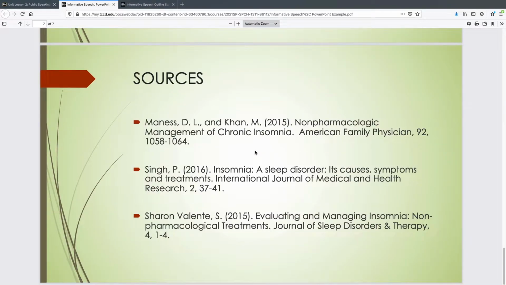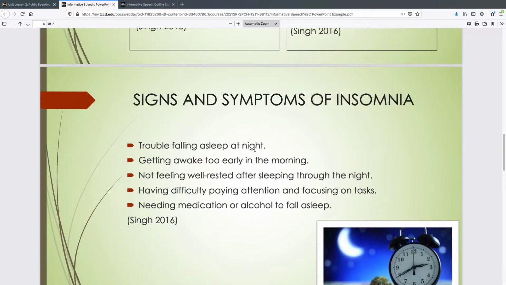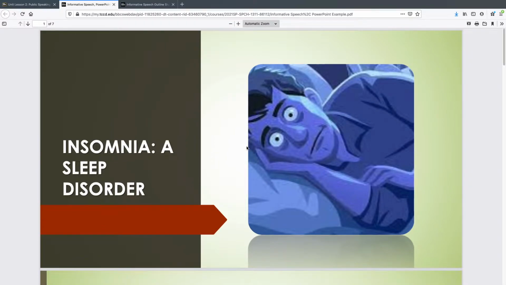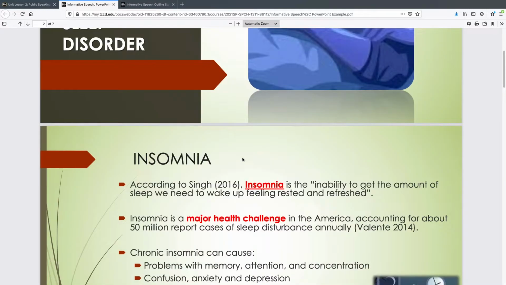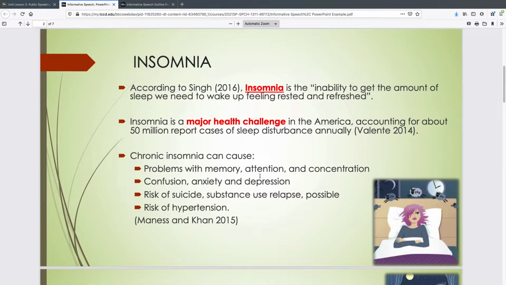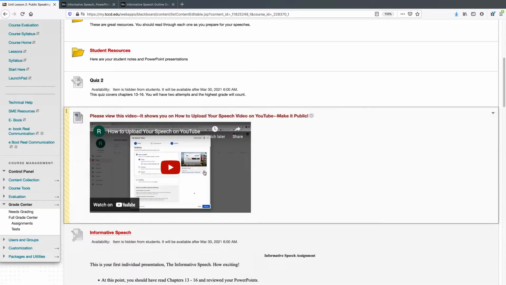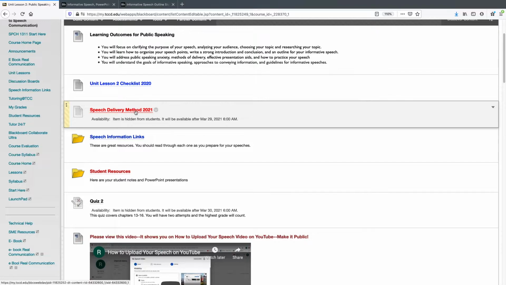And the student included their sources here too, but I want the sources included in the outline. So this is an example, 7 slides. Please do not clutter your slides with text or too many images, because it'll be hard to read. So if you look at this as an example, you'll be in great shape. So let's go back. So I'm going to go ahead and click on the speech delivery method file.